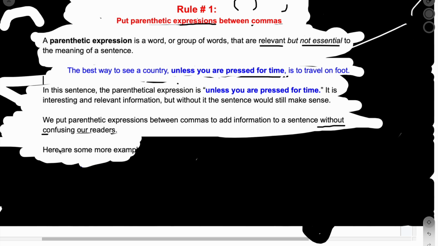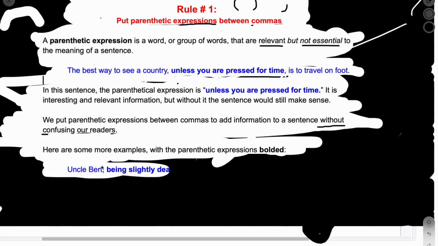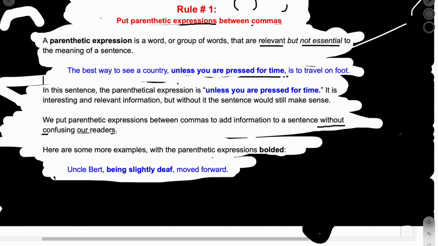Okay, let's keep scratching. Here are some more examples, with the parenthetic expressions bolded. As we did in the first example, we're going to find them bolded. Uncle Bert, being slightly deaf, moved forward. So the parenthetic expression is bolded. For the sake of just trying things out, let's try and remove it.